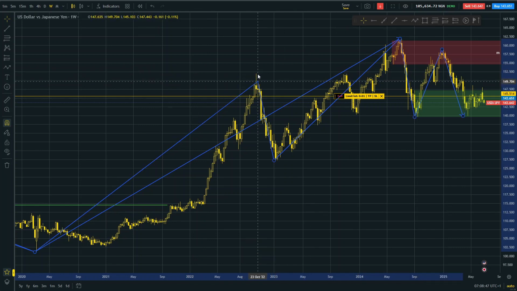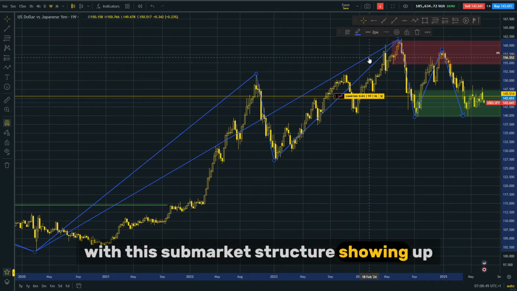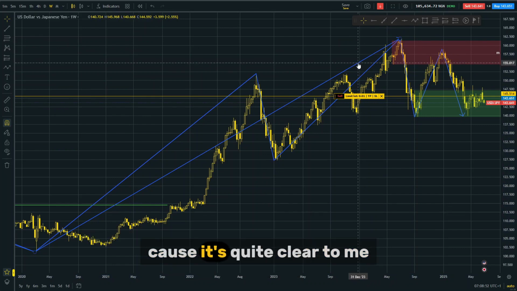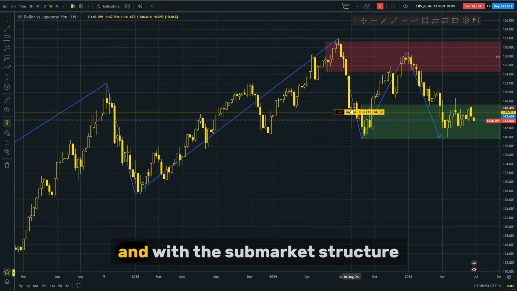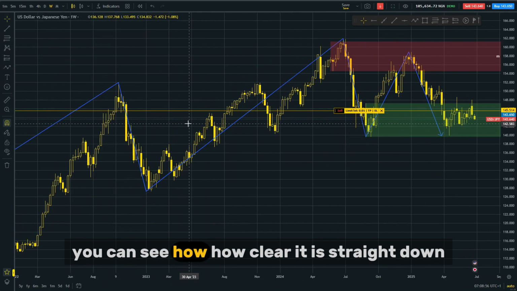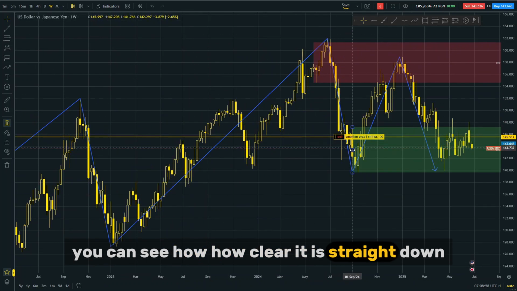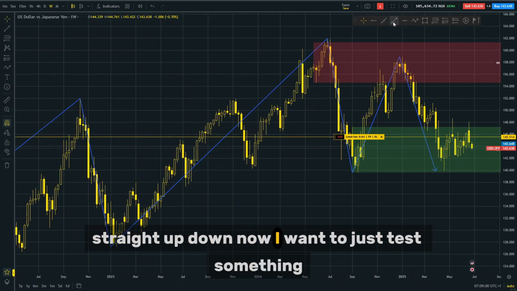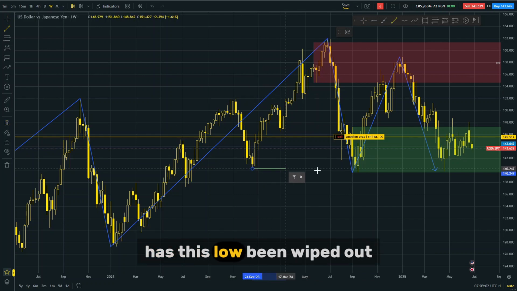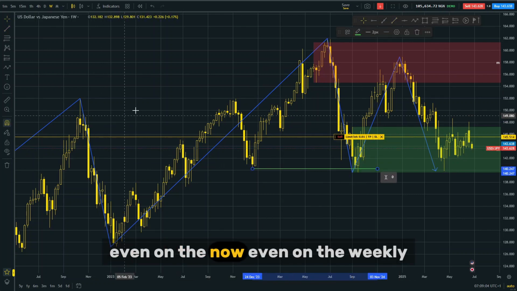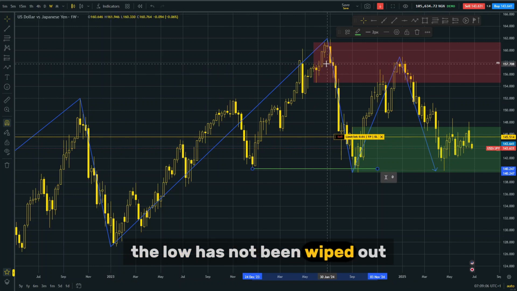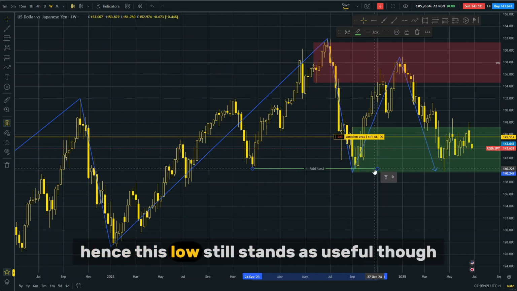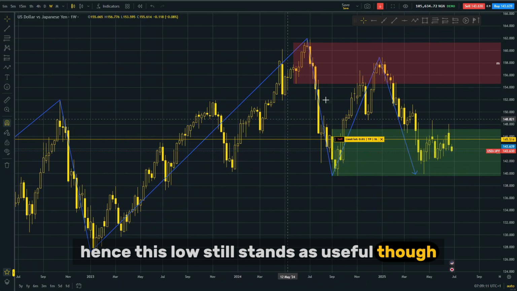So with this sub-market structure showing up, I don't even need the monthly time frame anymore because it's quite clear to me. And with the sub-market structure, you can see how clear it is. Straight down, straight up, down. Now I want to just test something. Has this low been wiped out? Even on the weekly, the low has not been wiped out. Hence, this low still stands as useful.